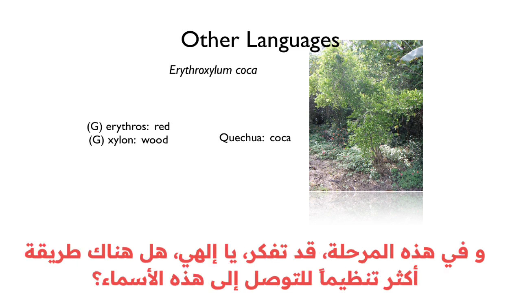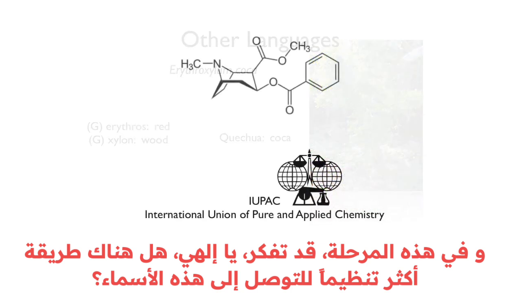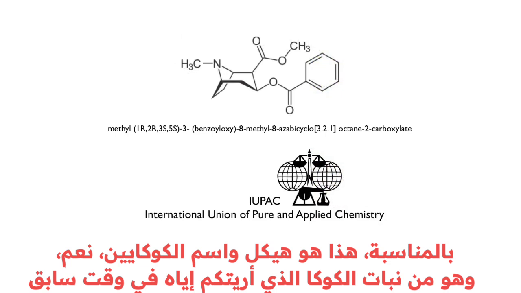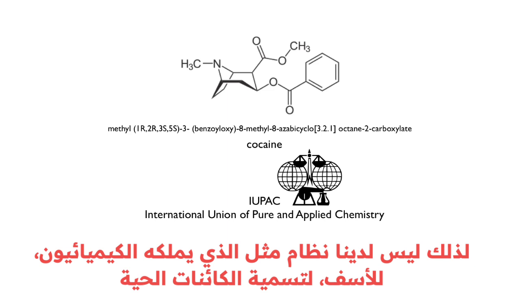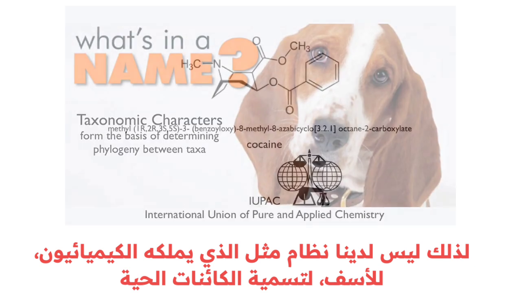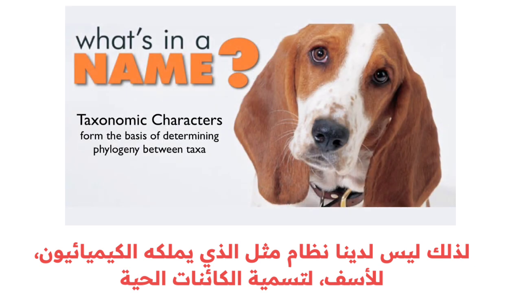And at this point, you might be thinking, gosh, is there some sort of more organized way of coming up with these names? Kind of like the IUPAC names in chemistry. By the way, this is the structure and name of cocaine, which is from the coca plant that I showed you earlier. Unfortunately, biological creatures are not as simple as naming things based on a three-dimensional structure like this. So we do not have a system like the chemists have, unfortunately, for naming organisms.